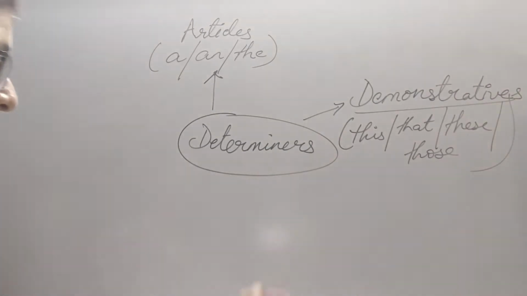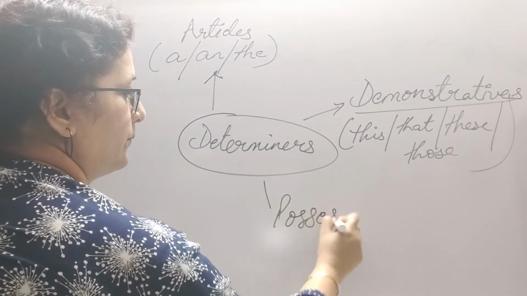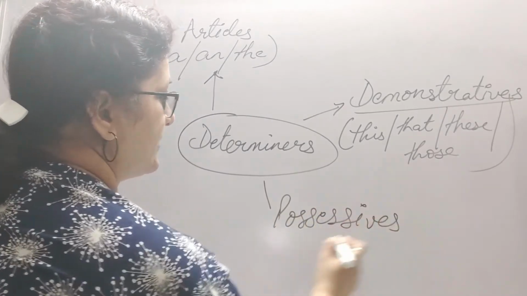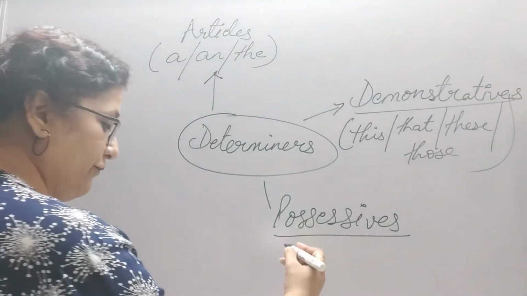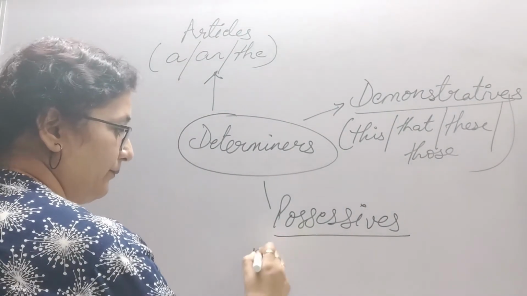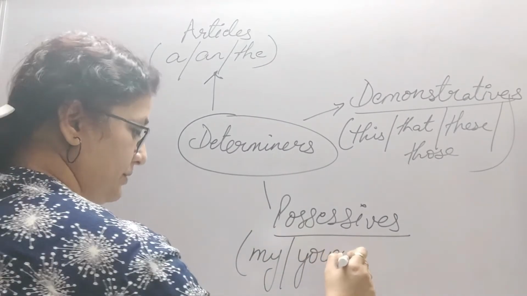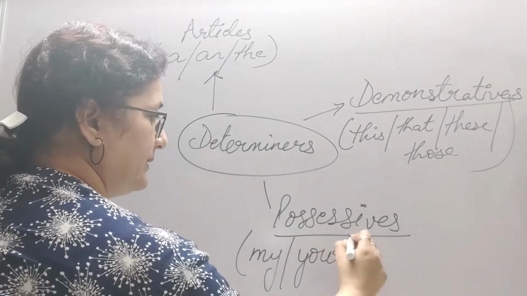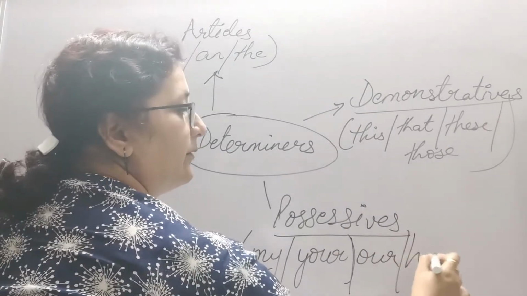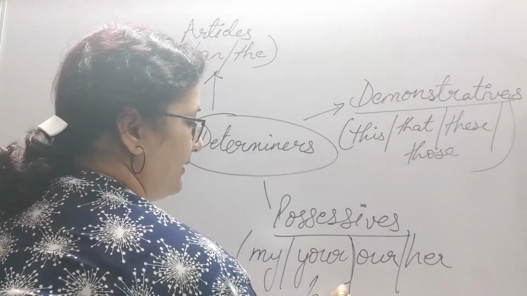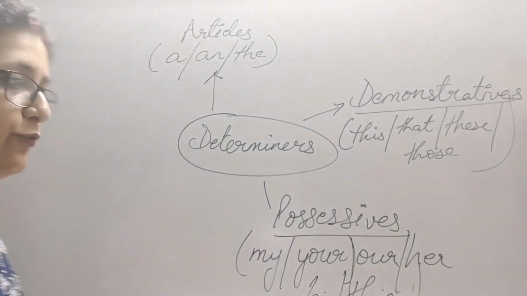Further, we have possessives. As the name says, it tells us the possession of some noun. For example, my, yours, let's say our, we have her, we have his, we have their, and so on, so forth.